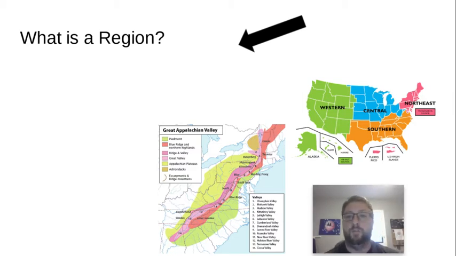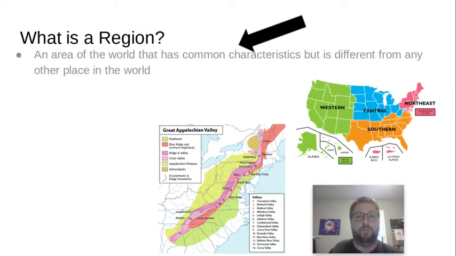So here we go. Today we're going to talk about what is a region. A region is an area of the world that has common characteristics but is different from any other place in the world. And I have two examples here to show you.